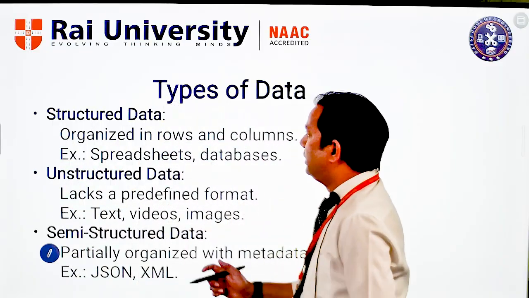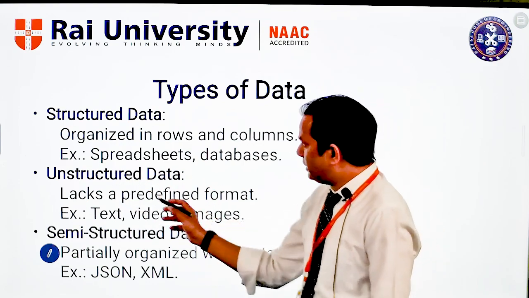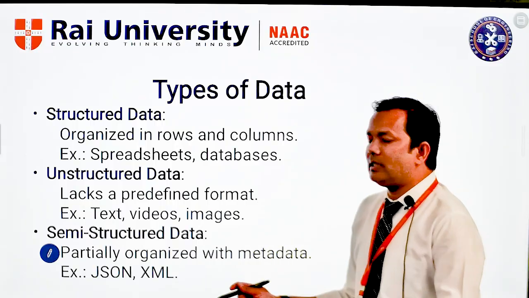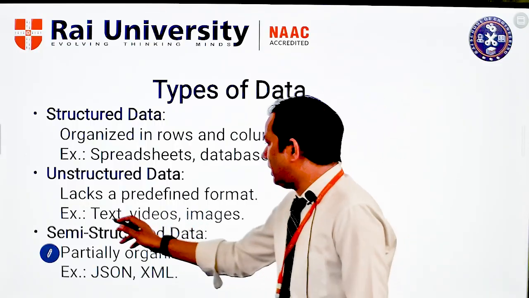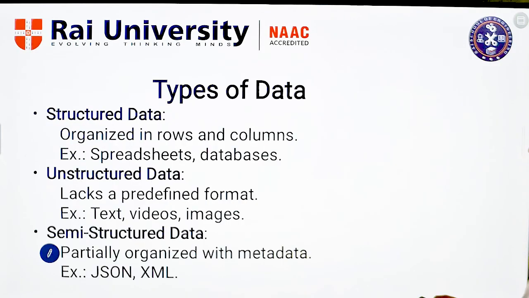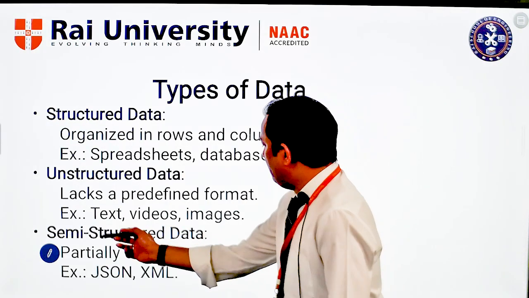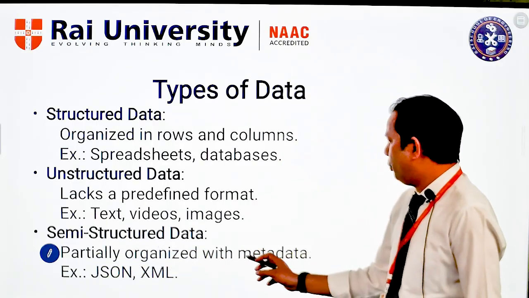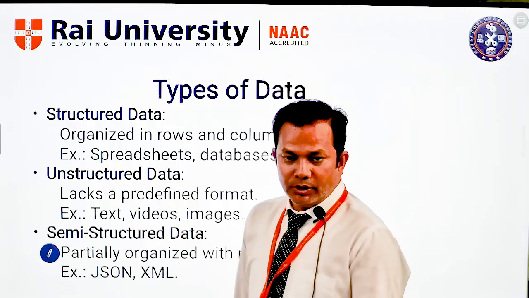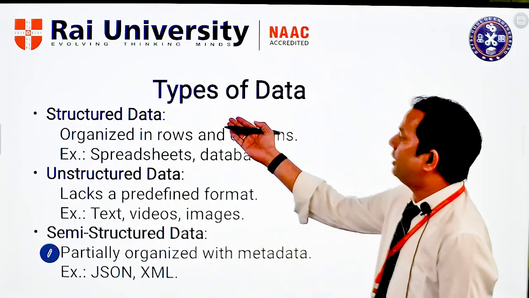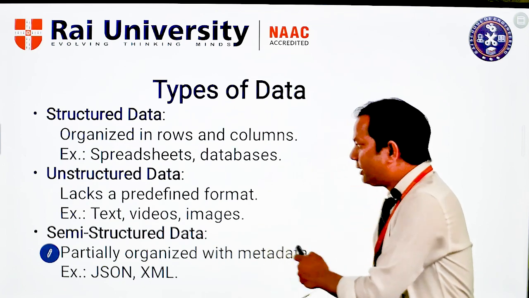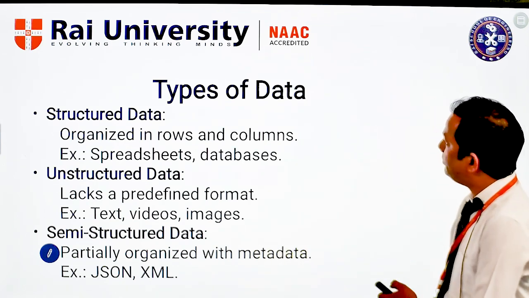Now, the second is unstructured data. What is the significance of unstructured data? It lacks a predefined format. There is no predefined format here. Examples are text, videos and images. The third type is semi-structured data, partially organized with metadata, and examples are XML and other web services. So now we have understood there are 3 categories of data: structured data, unstructured data, and semi-structured data.